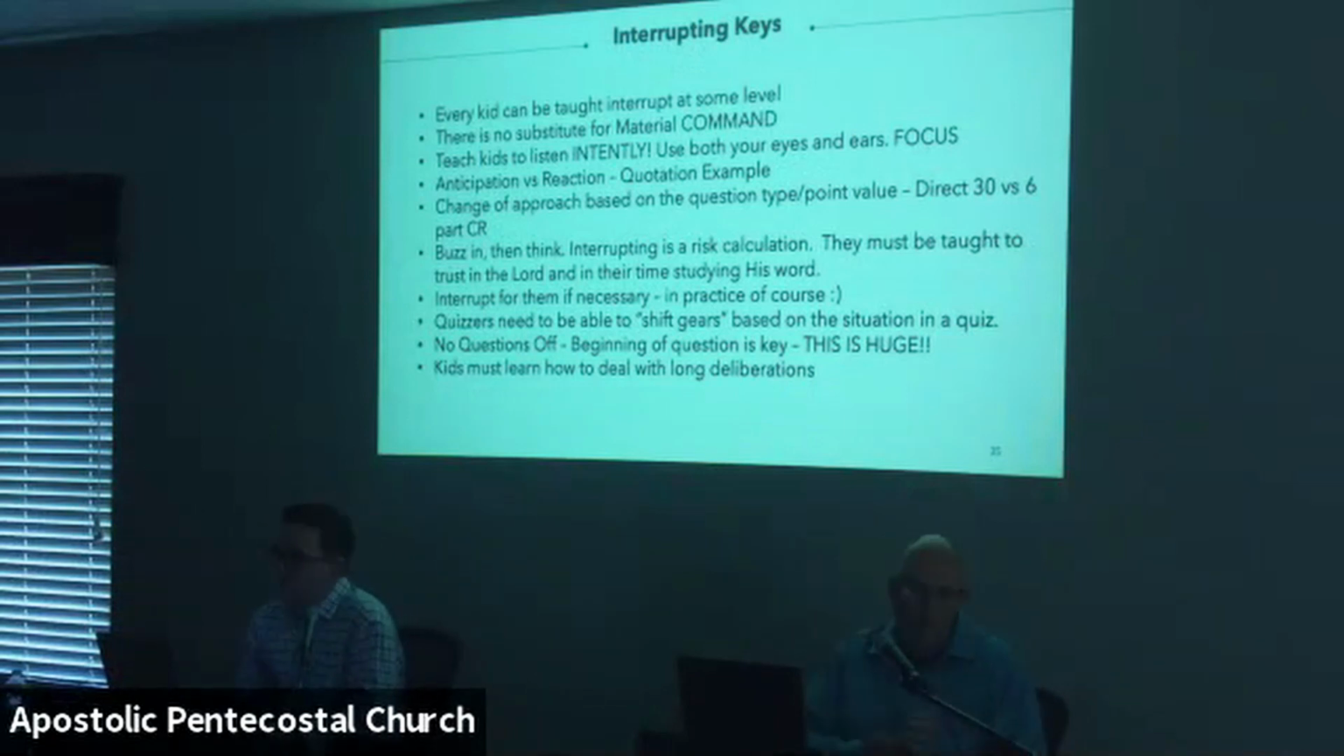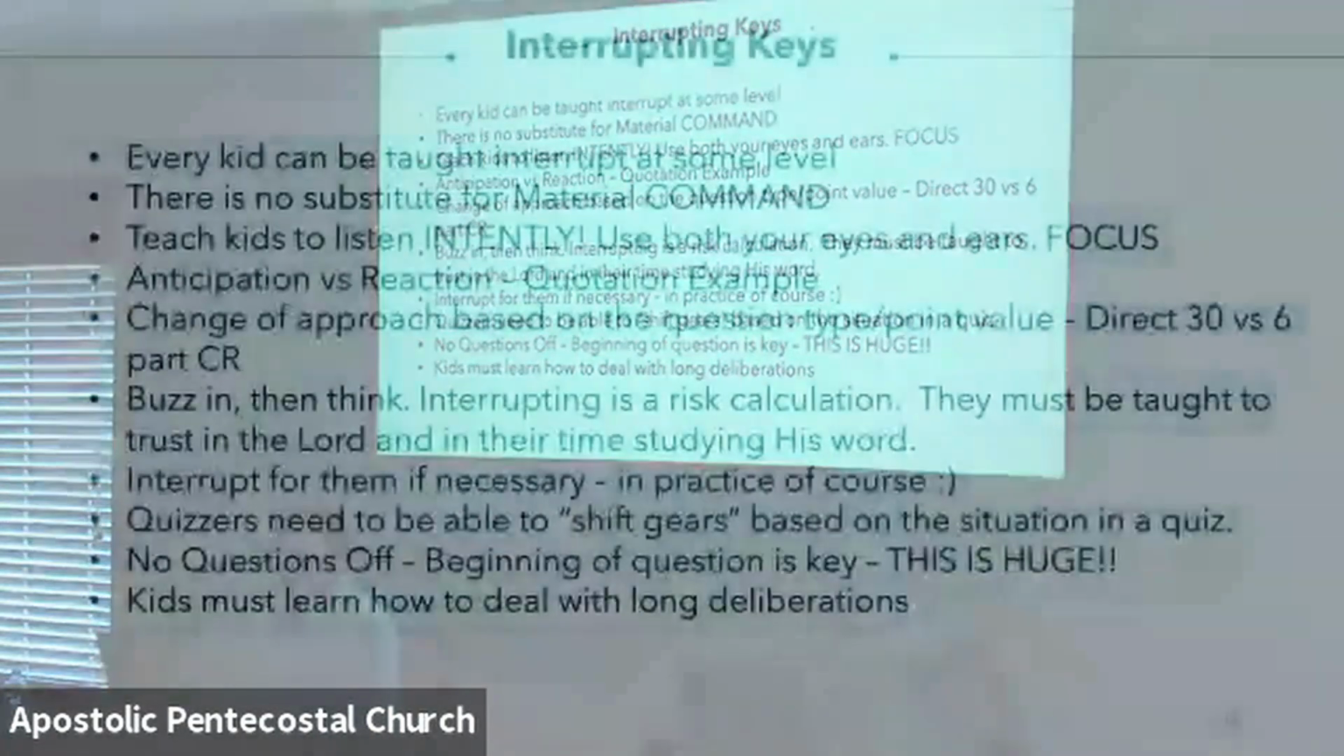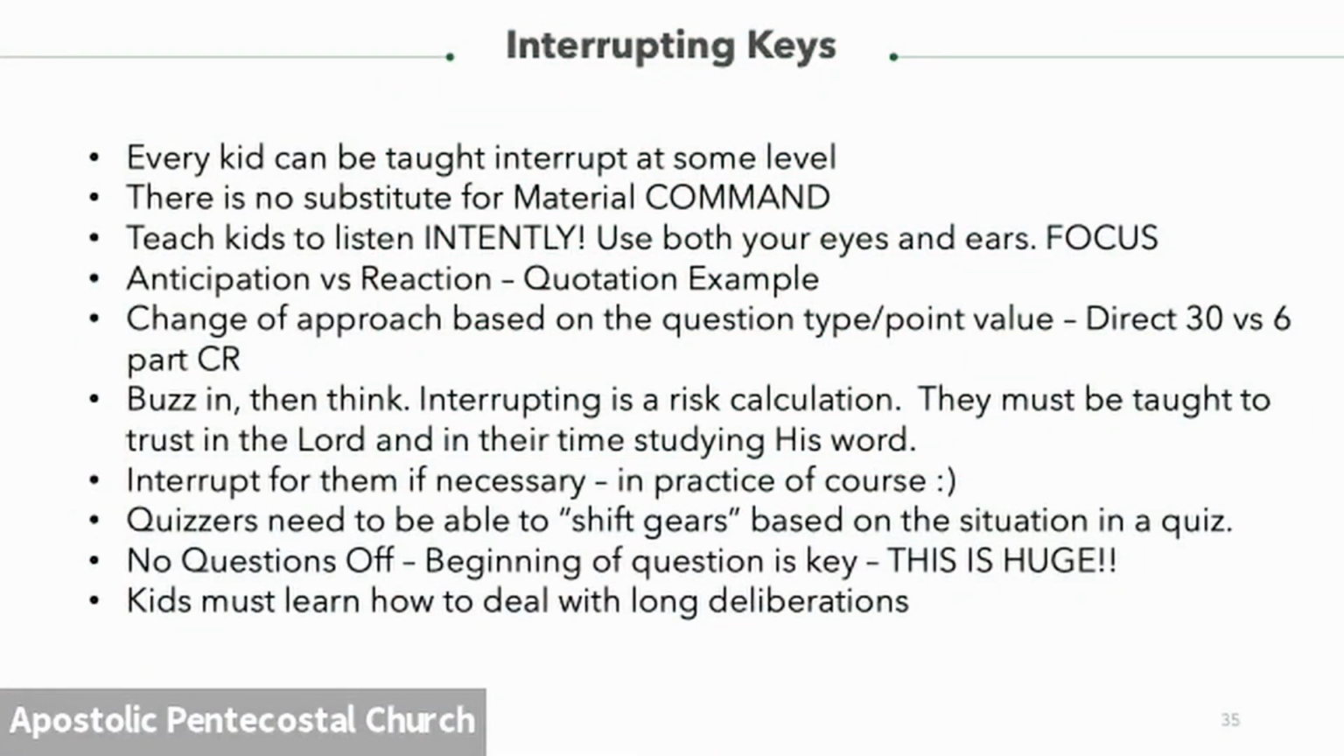Change of approach based on the question type and point value: a direct 30 versus a 6-bar cross reference. On a direct 30, it could be right there at the beginning. It could be a very quick hit. It could be at the very end. It could be anything. On a 6-bar cross reference, you're hanging out and you're waiting, right? Because there are some questions where I don't care how well you know your stuff, you don't have time to finish the question and answer the question. You can answer it in 45 seconds? Good for you. You have 30. There are a couple of illustrations where we've pointed that out later too.